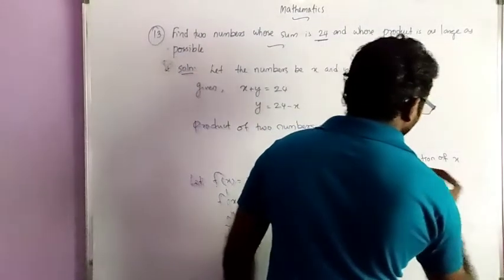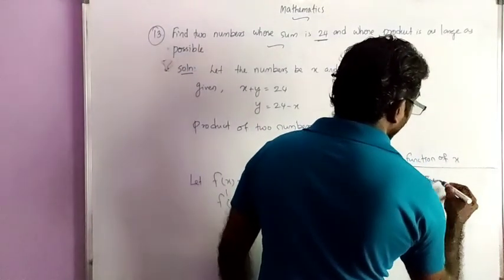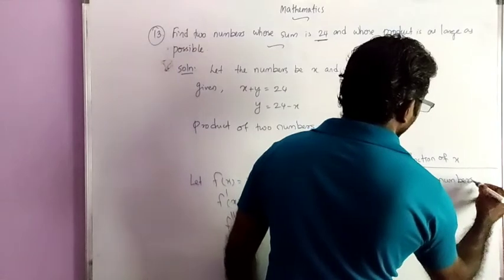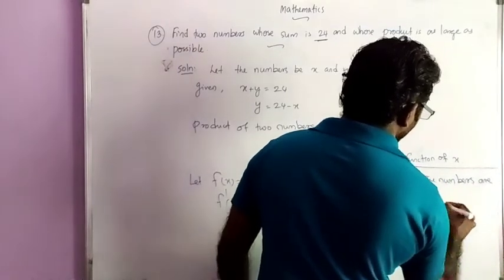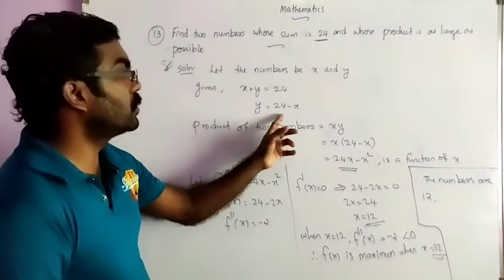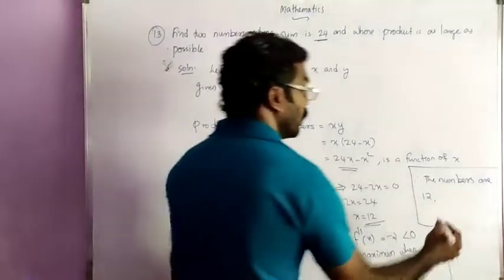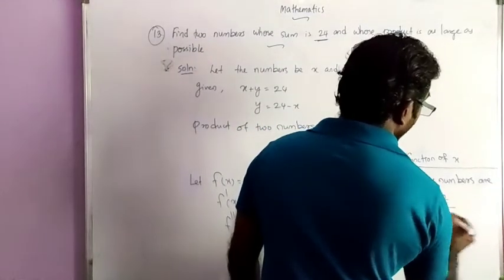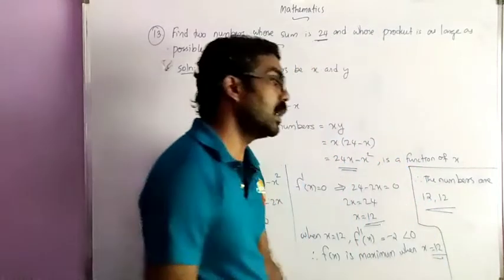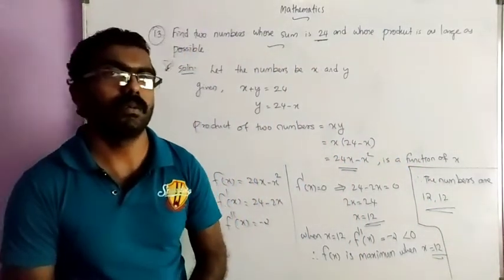Therefore the numbers are: first one is 12 and the y value is 24 minus 12. 24 minus 12 is again 12. So the numbers are 12 comma 12. Clear?